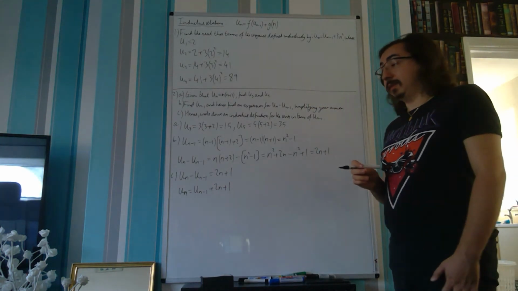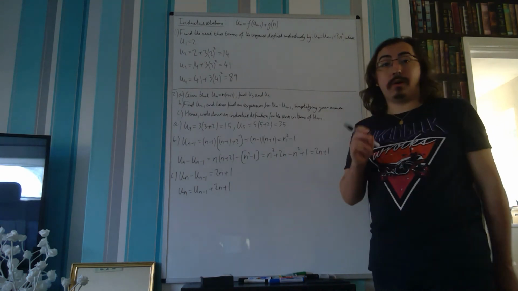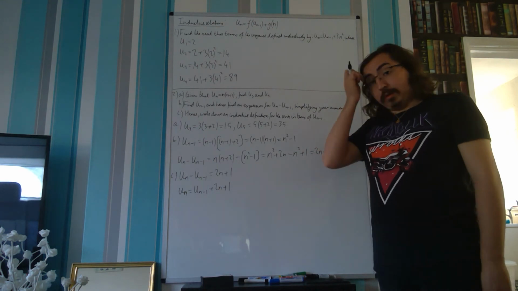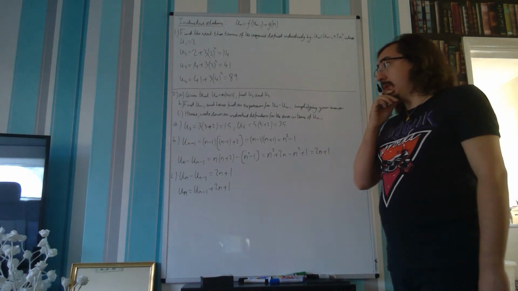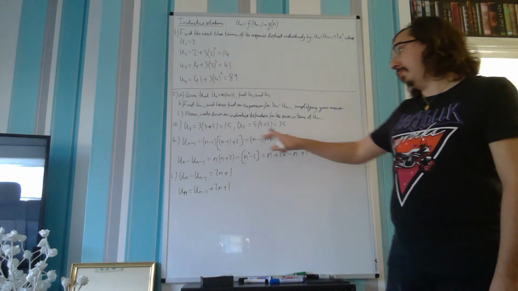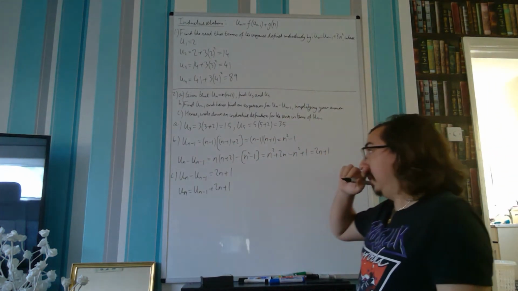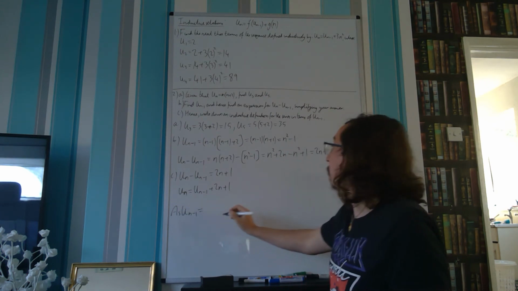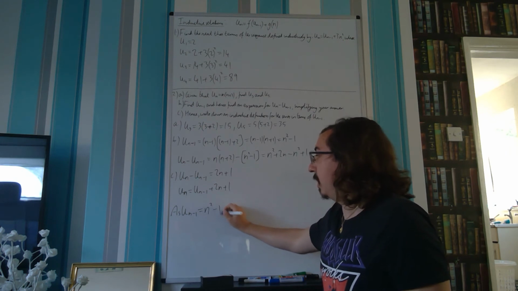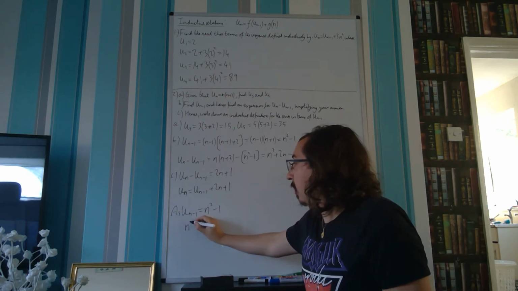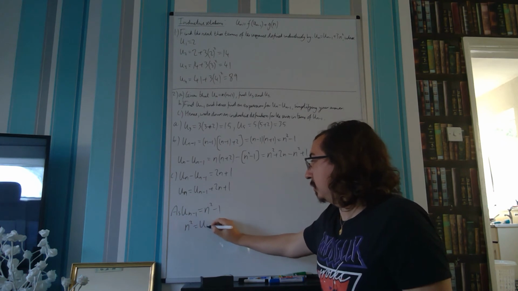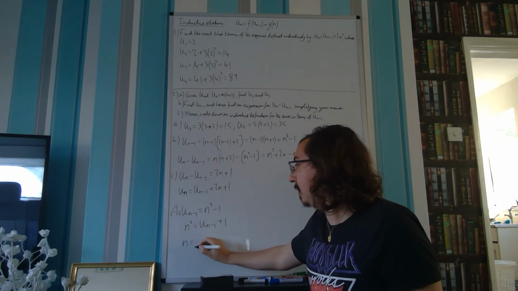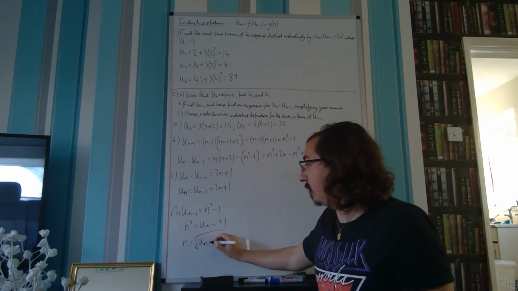And this could be an inductive definition, but we want it all in terms of un minus 1. So we want to replace our n in terms of un minus 1. And to do this, we can move back to part B again, and we can look at our definition of un minus 1. So as un minus 1 is equal to n squared minus 1, we can say that n squared is equal to un minus 1 plus 1, and therefore n is equal to the square root of un minus 1 plus 1.